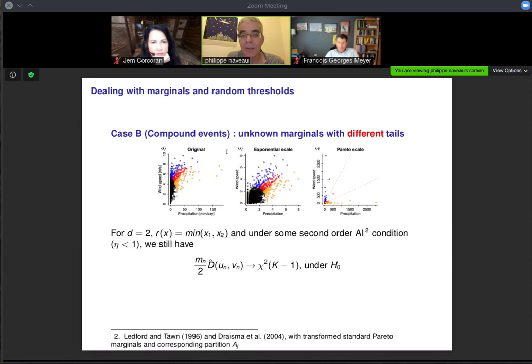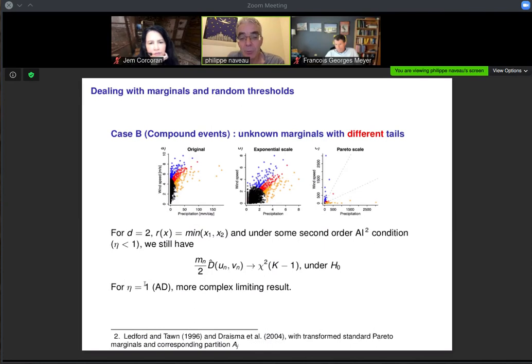But in this case, where we look at very different margins with different tail index, it's possible to prove, for d equals 2 in 2D with r of x equals the mean, and that's a little bit more technical, but in some sense you have to have some notion about how the dependence among extremes behaves, then you get again the same type of result we have shown before, okay? So that was pleasing.